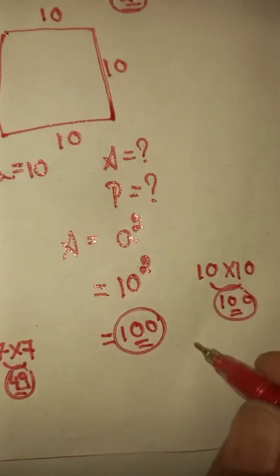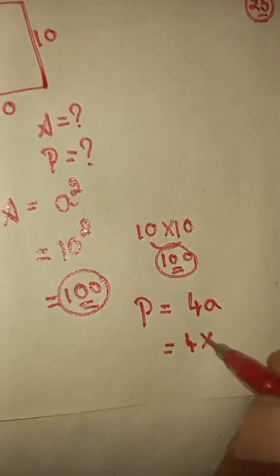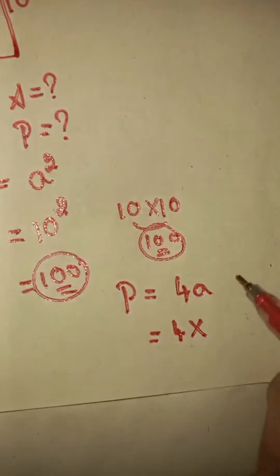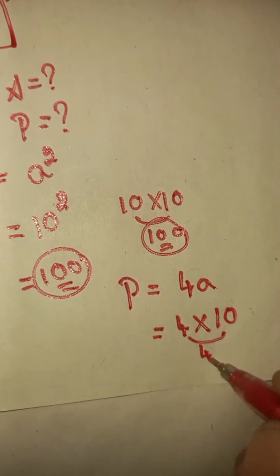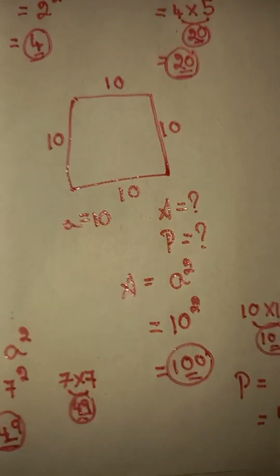The perimeter of the square is 4 times the side length. So this is 4 times the side length, which is 10 units. 4 times 10 becomes 40 units. So 40 units is the perimeter of this square.